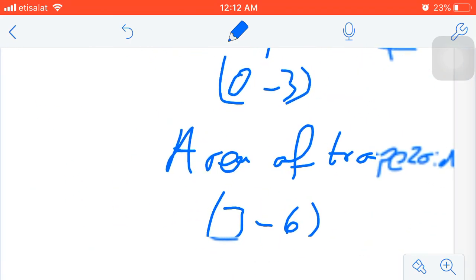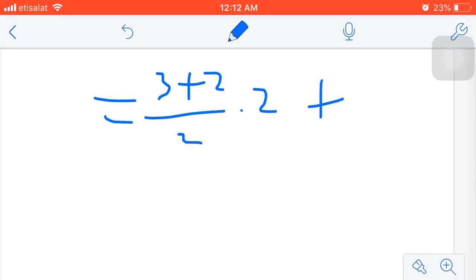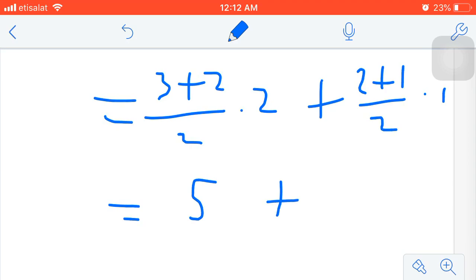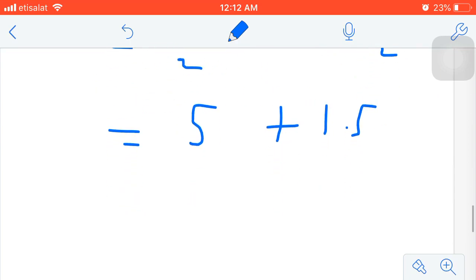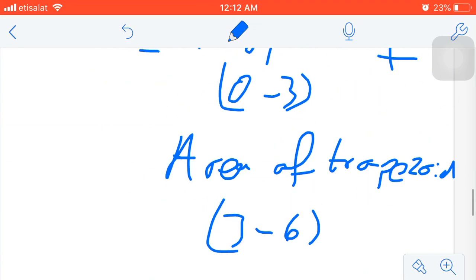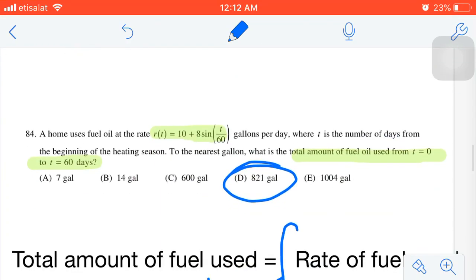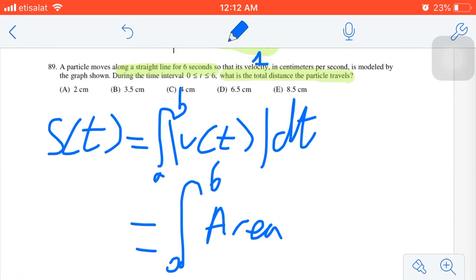So that will be 2 plus 1 over 2 multiplied by the height, which is 1. This is the same as 5. 3 plus 2 over 2 is 5 over 2, which is 2.5. 2.5 by 2 is 5, plus 3 over 2 times 1 is 1.5, which gives us the final answer of 6.5. And so the answer for this question is D.